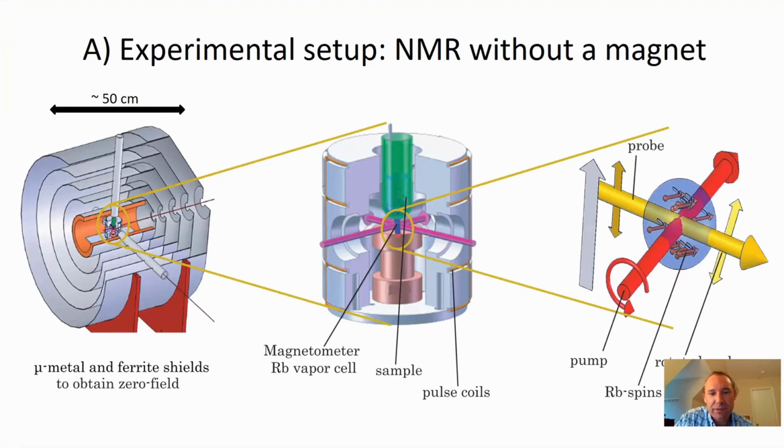Now, if this is the case, and the probe beam is linearly polarized and goes through this vapor, then it will not rotate. It will just go straight through, because there is no spin component in the direction of propagation of the probe beam.